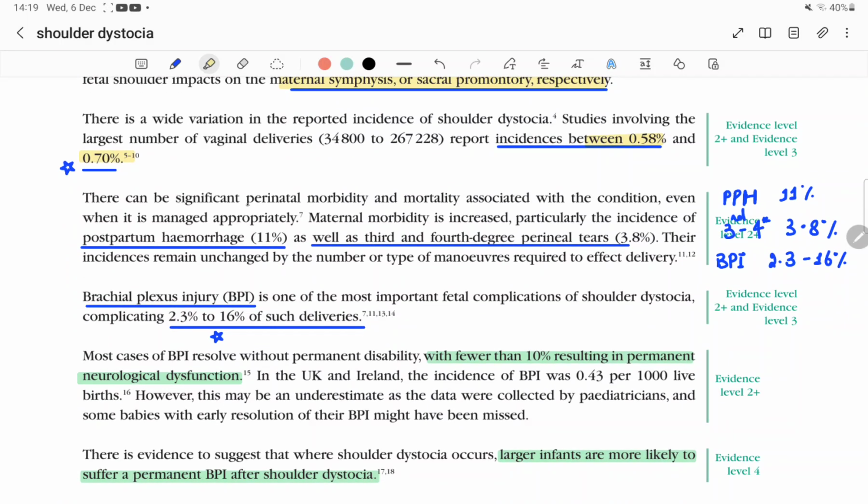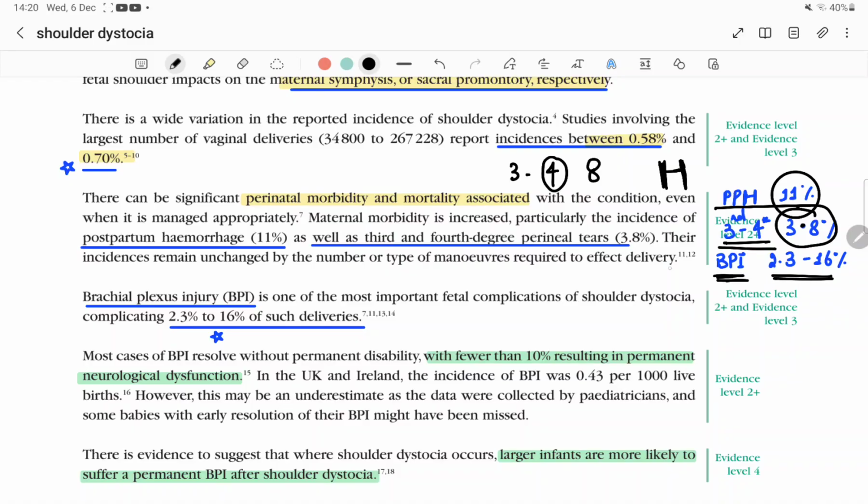Now the complications: severe maternal and perinatal morbidity and mortality with shoulder dystocia. How to memorize this? This is PPH. In H we write like this, so these two strands of the H are 11%. Then the third and fourth degree tear. Third and fourth: if you double the 4, it becomes 8, so it is 3.8%. Brachial plexus injury is 16%.